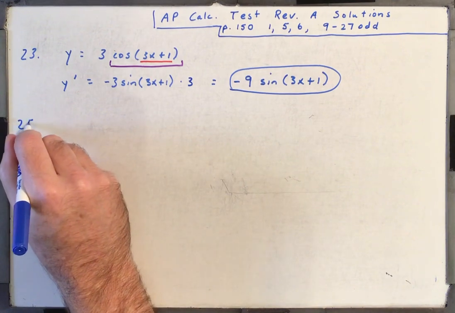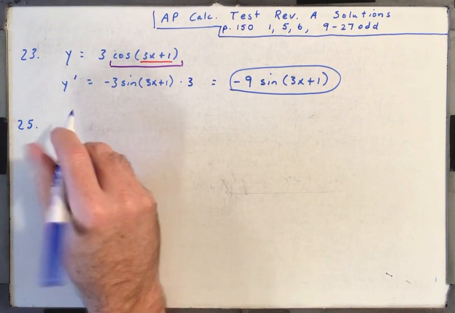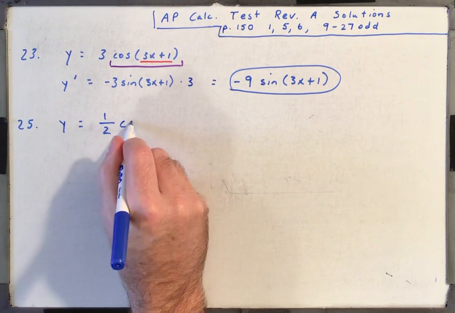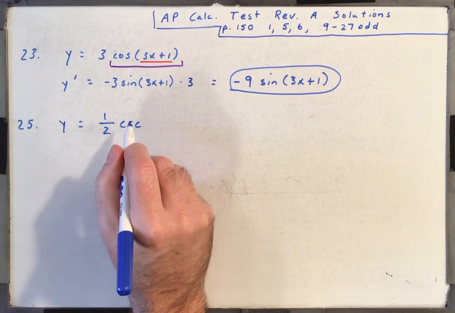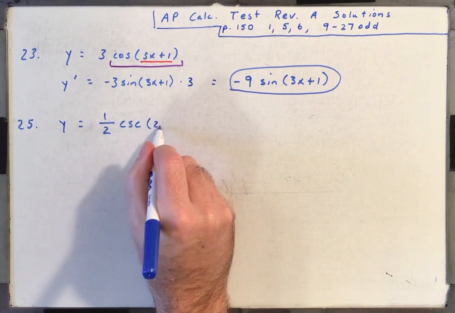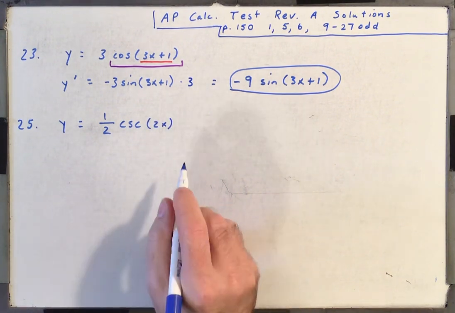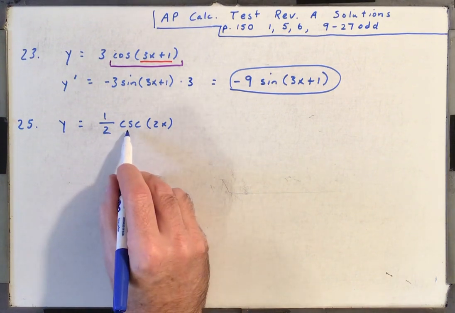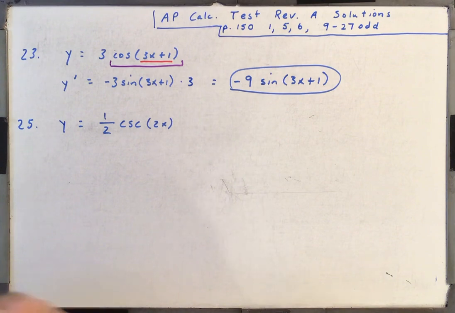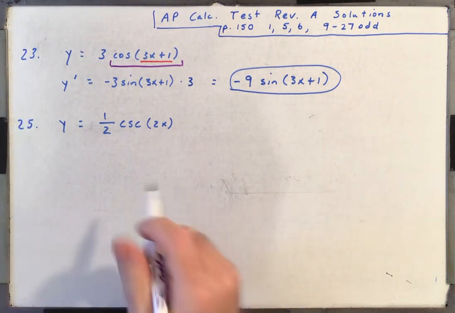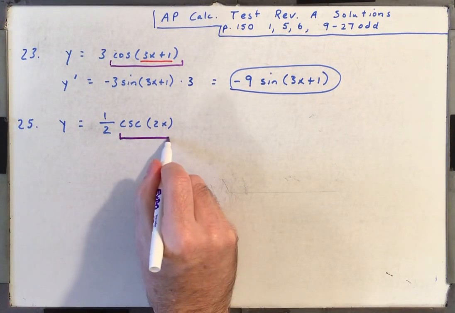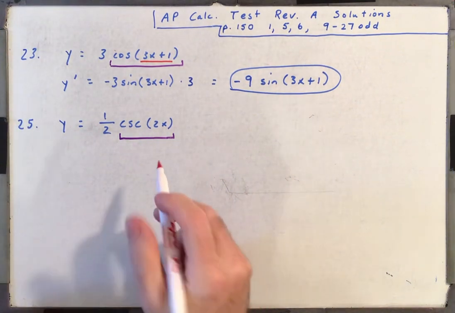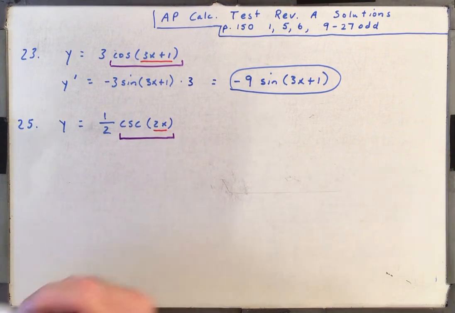All right, that's not bad. 25, y equals 1/2 cosecant 2x. I'm going to put that 2x in parentheses. Okay, so this is 2 layers. The outer function is cosecant 2x. And then it's not just x. There's a 2 there, so that makes it 2 layers.